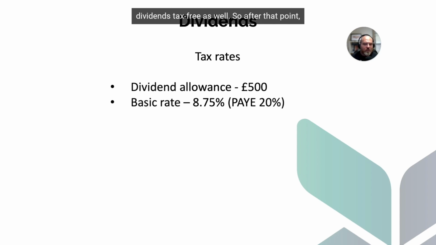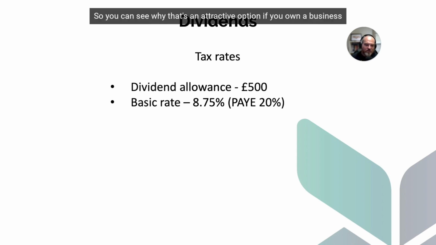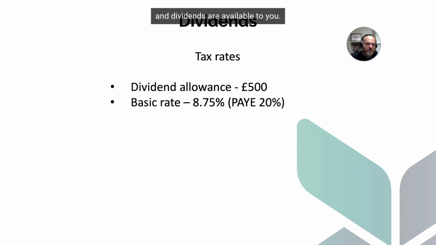So after that point, the tax payable on the dividend is 8.75%, and the PAYE equivalent is 20%. So PAYE basic rate is 20%. Dividend basic rate is 8.75%. So you can see why that's an attractive option if you own a business and dividends are available to you.